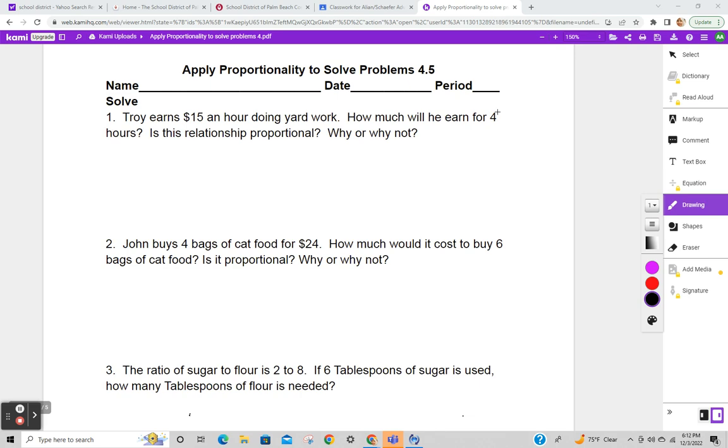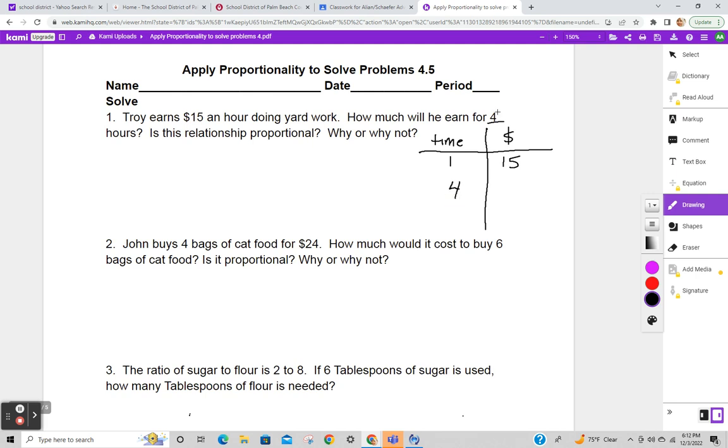Troy earns $15 an hour doing yard work. How much will he earn for 4 hours? Is this relationship proportional? Why or why not? So I'm going to start solving this by using a table of values. We'll put time here, money earned here. So if he works 1 hour, he makes $15. How much will he make if he works 4 hours?